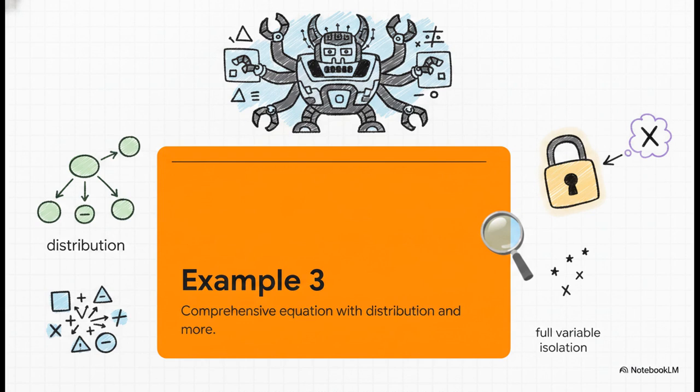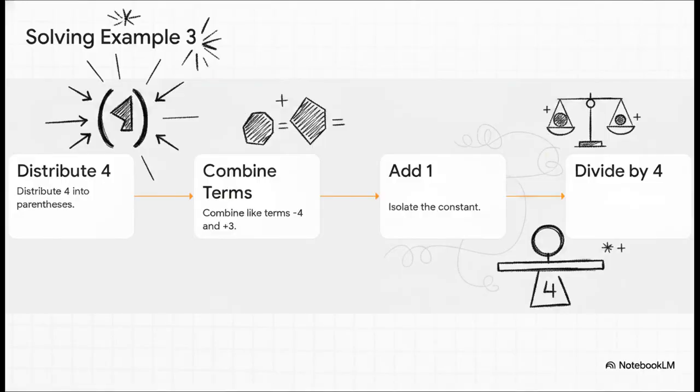Example 3, the comprehensive equation. This one features distribution, like terms, and full isolation. This final training simulation literally throws everything at you at once. If you can handle this, honestly, you can handle anything this unit throws at you. And this example brilliantly illustrates just how robust our strategy really is.